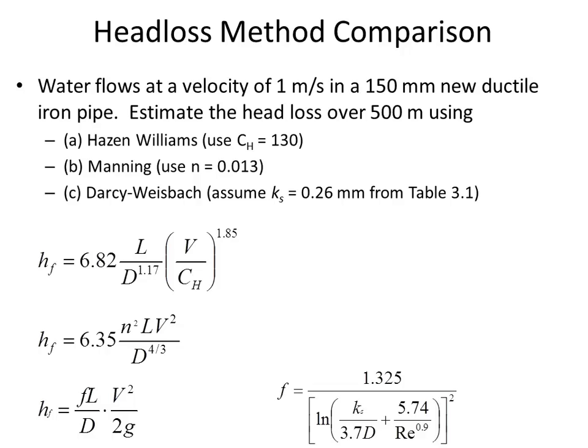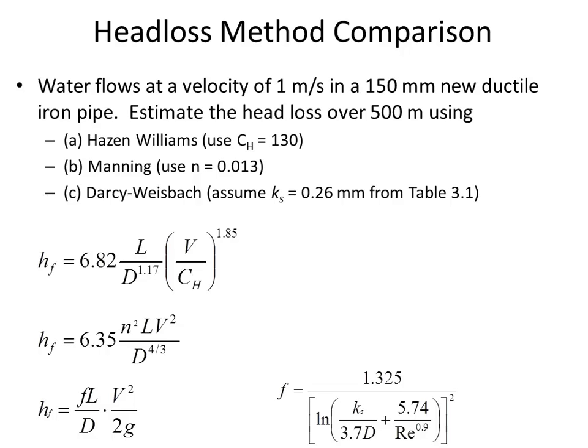Logarithm of the k sub s, 0.26 millimeters, divided by 3.7 times the diameter, 150 millimeters, plus 5.74 divided by the Reynolds number to the 0.9 power. Square that, all that goes over here. Okay, so 0.0240 is the f value.